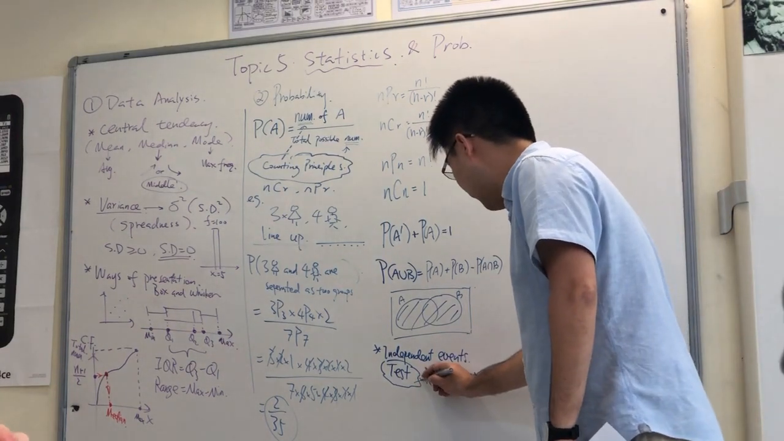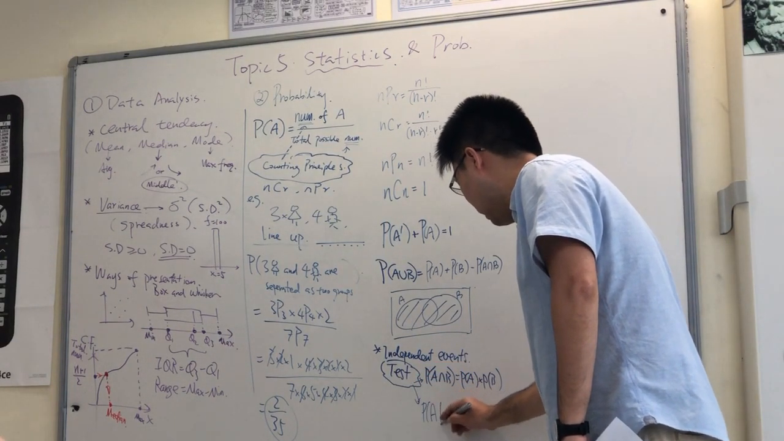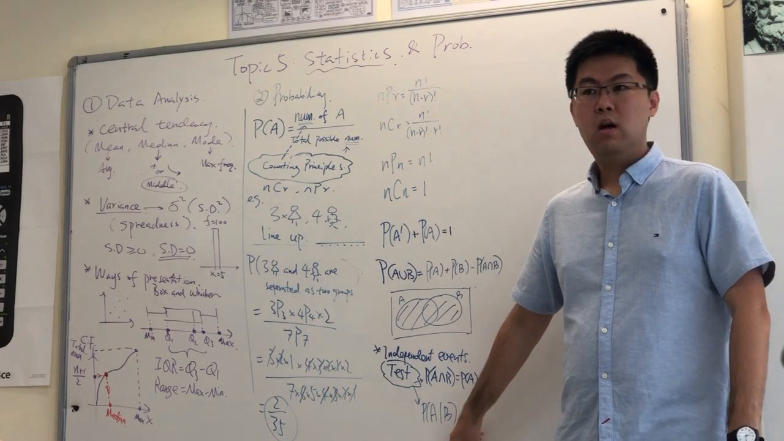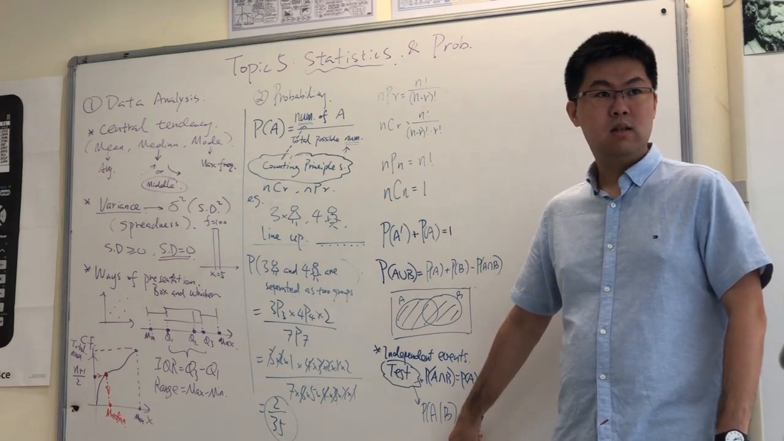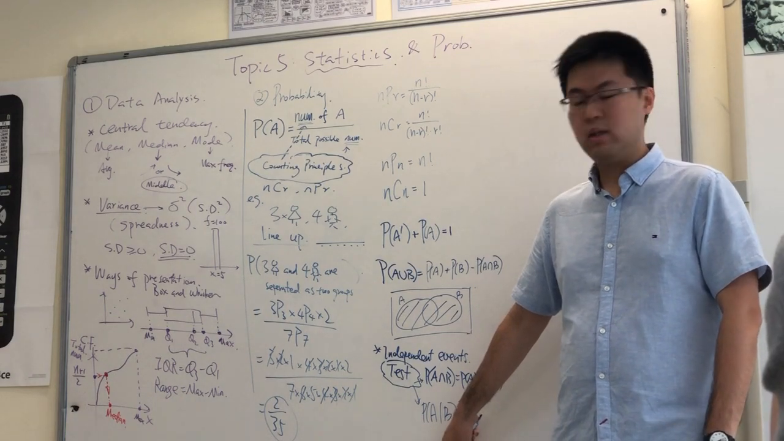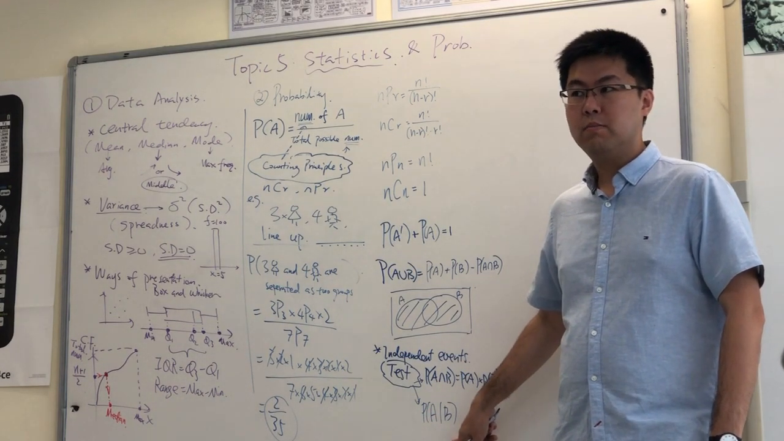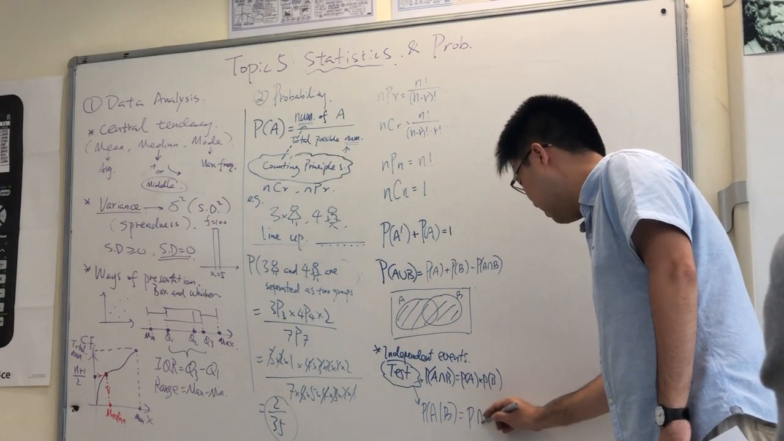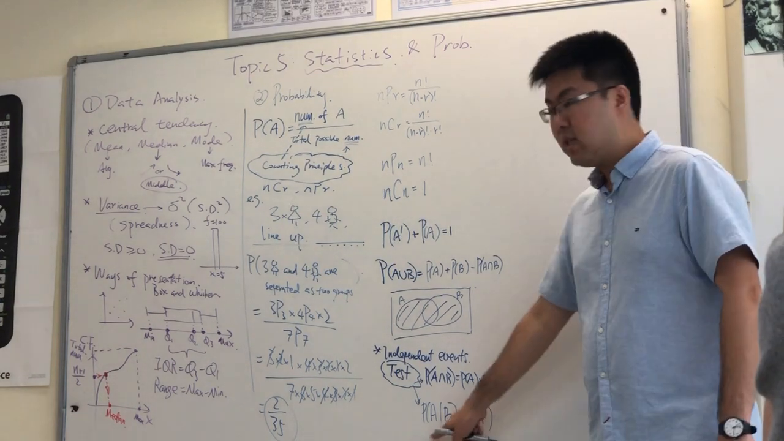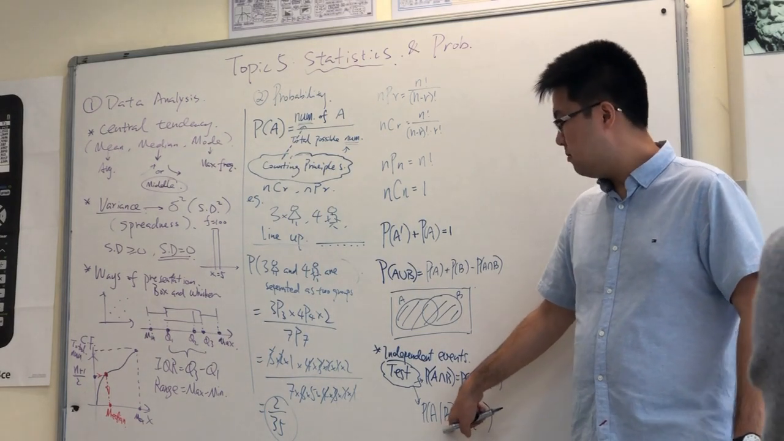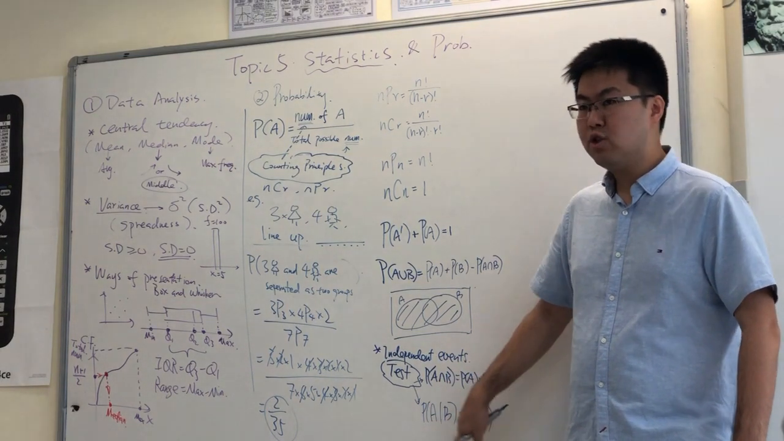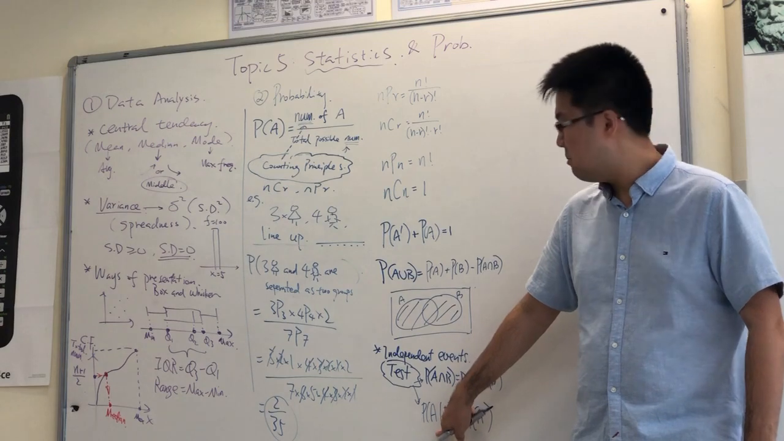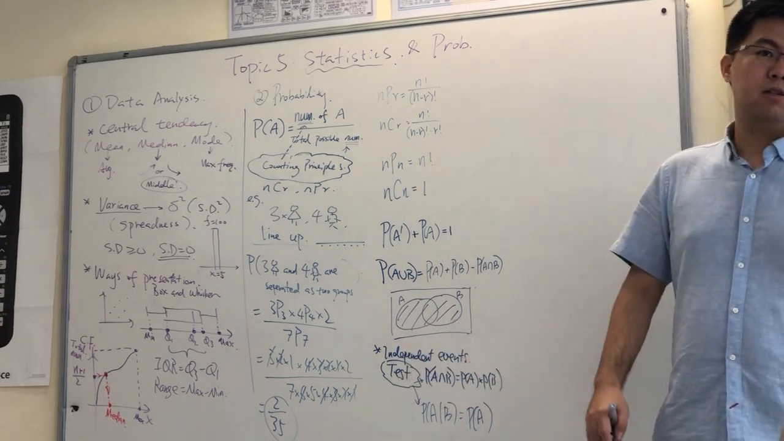Or we have another test, that is PA given B. What's it called? This bar here. Conditional probability. Which one is the condition? Is it A or B? B is the condition. So if PA given B equals PA, that means given B happens, the probability of A happening just equals the probability of A. That means it's not depending on B, right?